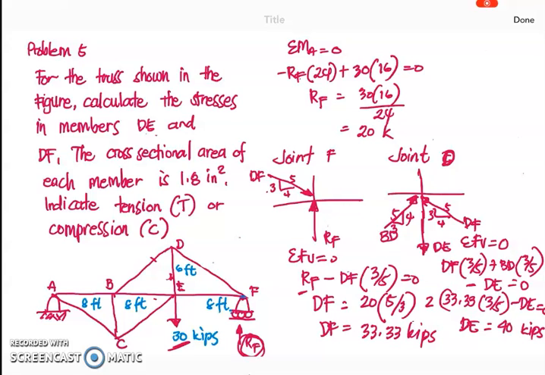Since you have now the forces of DE and DF, we can compute now the stress. What will be the stress at DE? Simply P over A, so we have 40 over 1.8, and it gives us the value of 22.2 ksi. And of course, this is in tension, because we assumed a tension force and the result is positive, so we have the correct assumption.